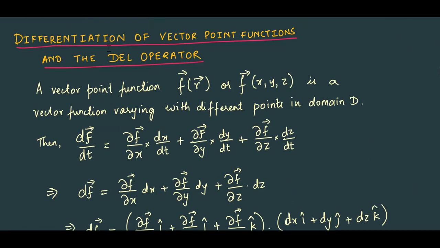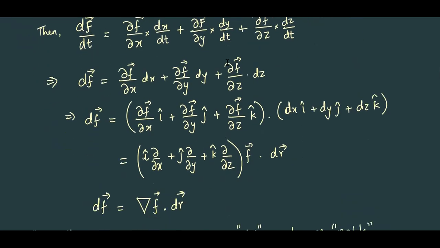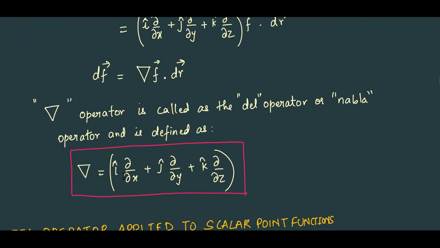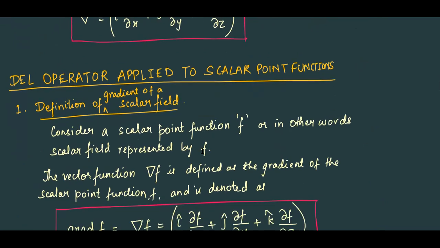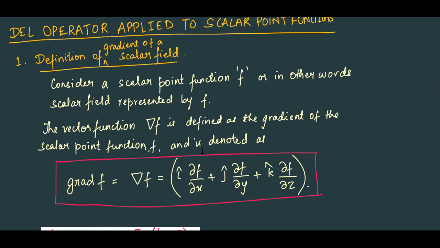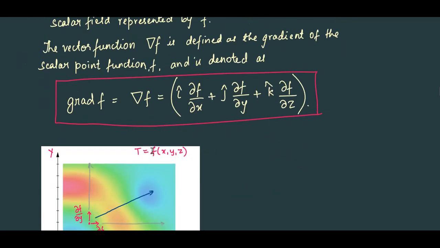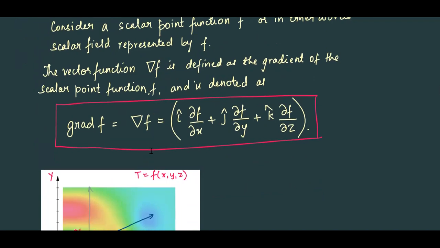Now we introduce the concept of the del operator. The del operator or nabla operator is i dou by dou x plus j dou by dou y plus k dou by dou z. When this nabla operator is applied on the scalar functions or the scalar field, it is called the gradient of the scalar field. So del f, also called grad f, is i dou f by dou x plus j dou f by dou y plus k dou f by dou z. So the del operator operates on f, and it represents a gradient.